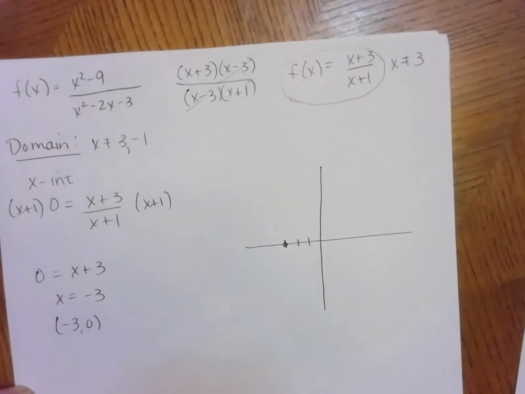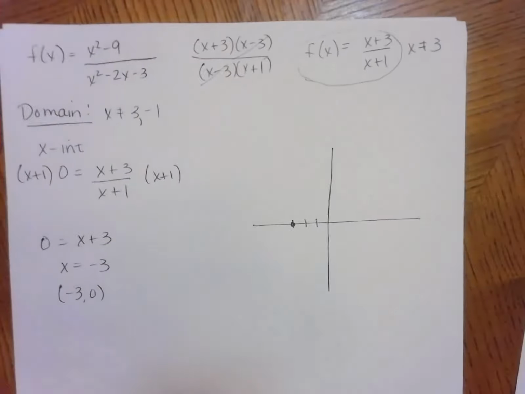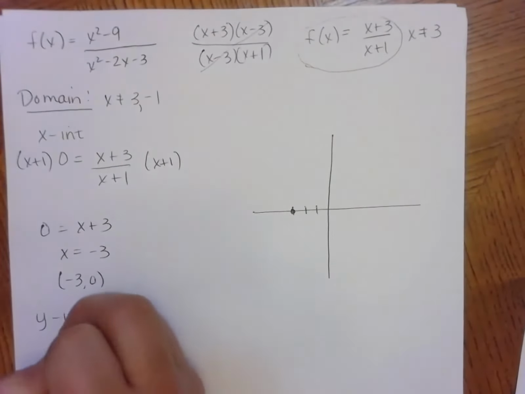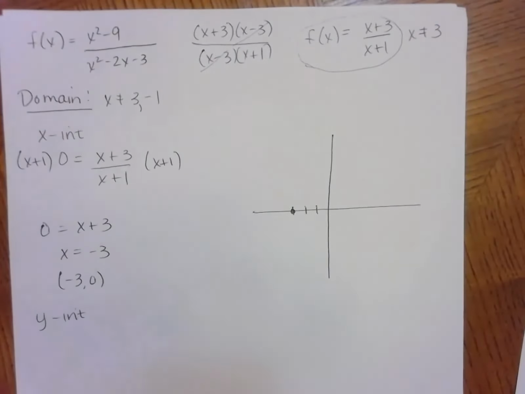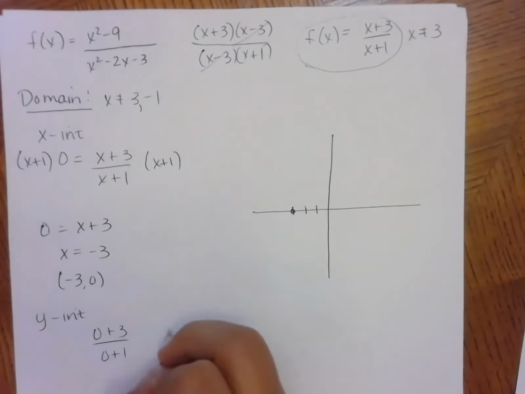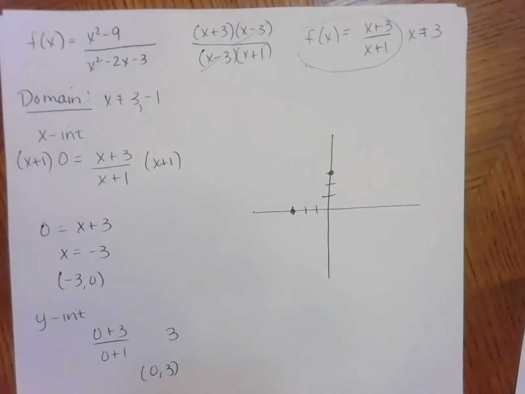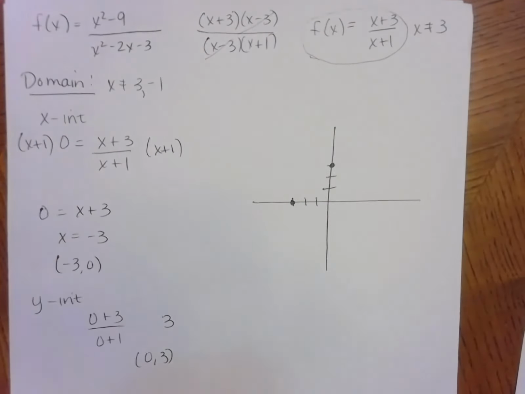Okay, and so I should find the y-intercept now. That means I'm going to plug in 0. And so when I plug in 0, I get 0 plus 3 over 0 plus 1. And so my y-intercept is positive 3. So then I get 0, 3 here. So now I have those 2 points.